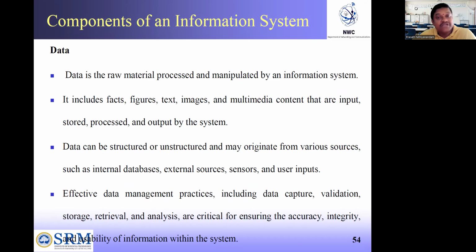So the data is the raw material that is processed and manipulated by an information system. It includes facts, figures, text, images, and multimedia content that are input, stored, processed, and output by the system. So data can be structured, like entities in a database, or unstructured, like emails or images. So effective data management, including data capture, validation, storage, retrieval, and analysis, is critical for ensuring the accuracy, integrity, and usability of information.